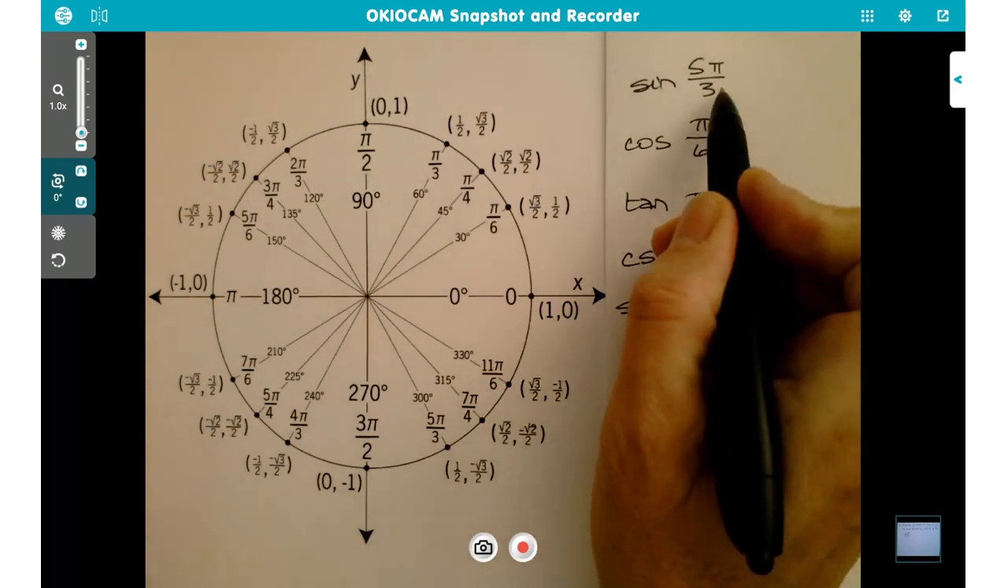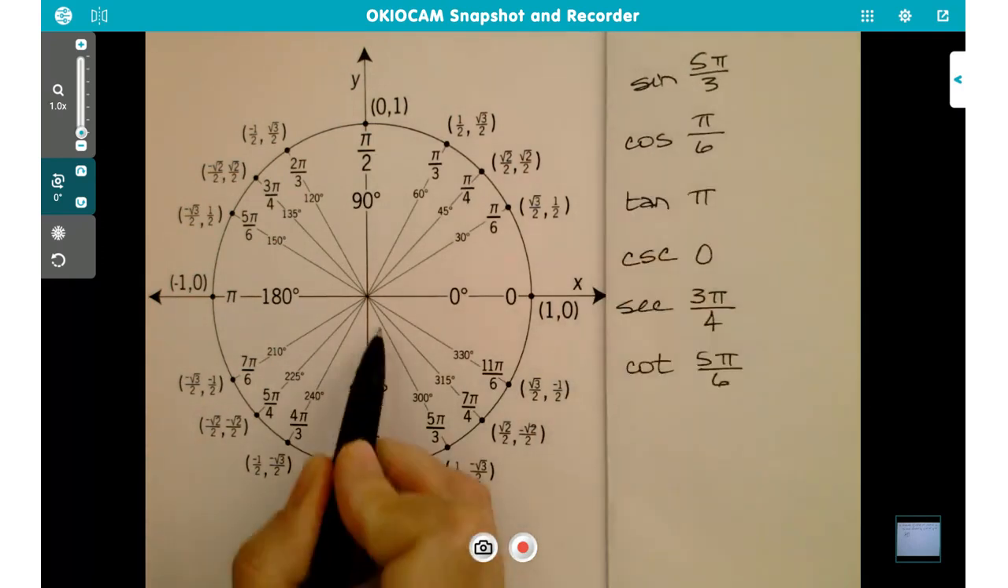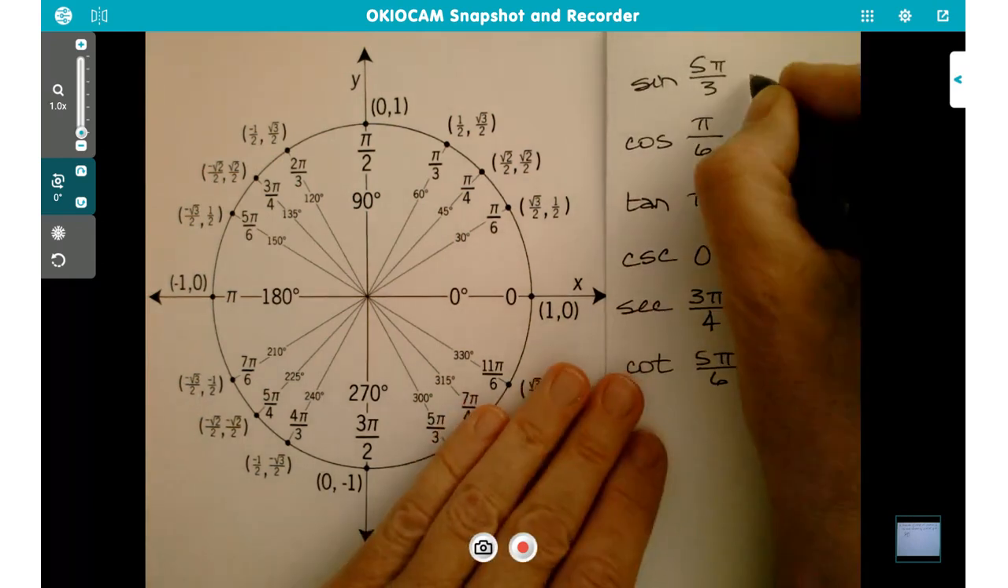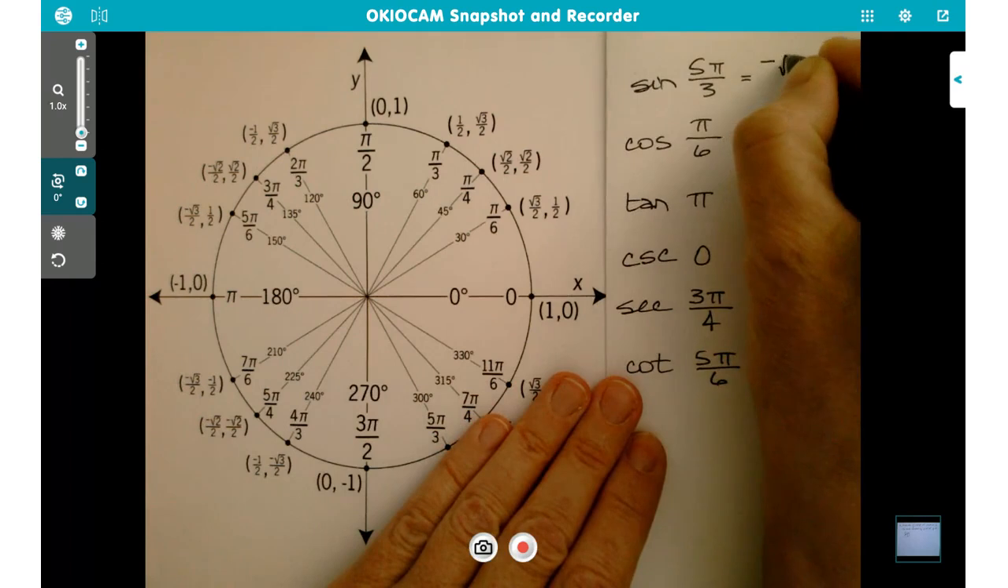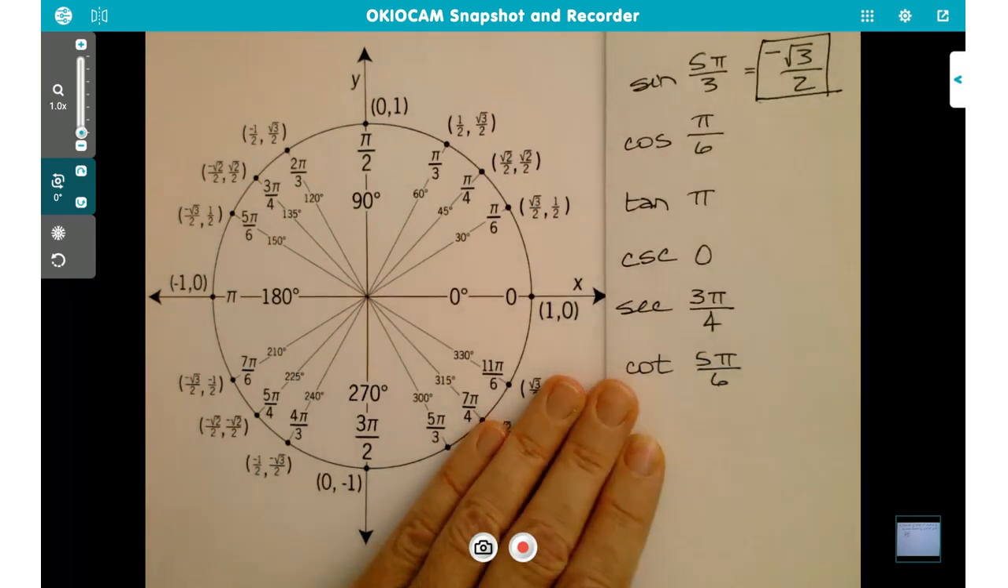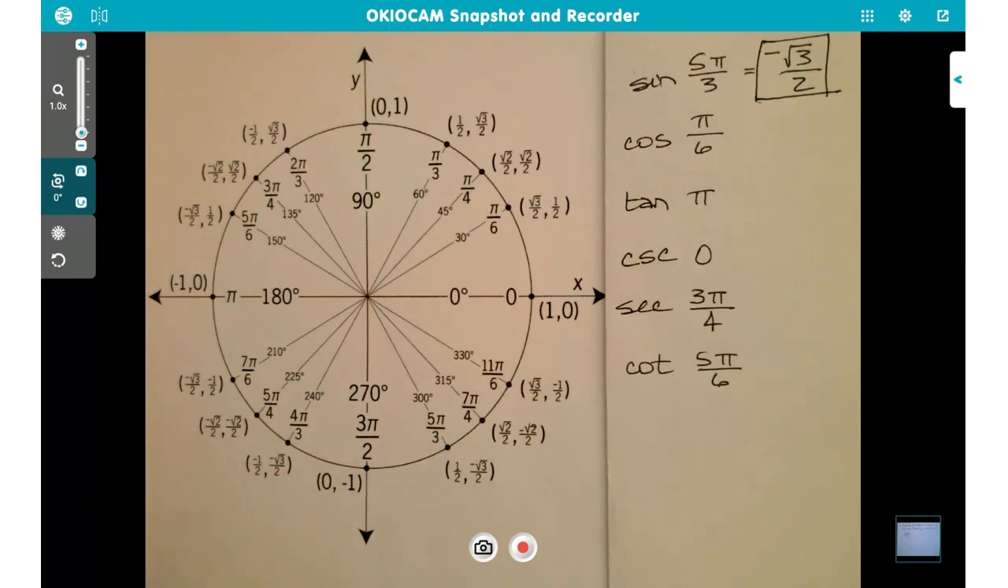Sine of 5 pi over 3, I'm going to find the angle 5 pi over 3. The sine is the y coordinate. Negative root 3 over 2. Done. We like sines. We can just look at it and be done. Cosine pi over 6. So that's nice.